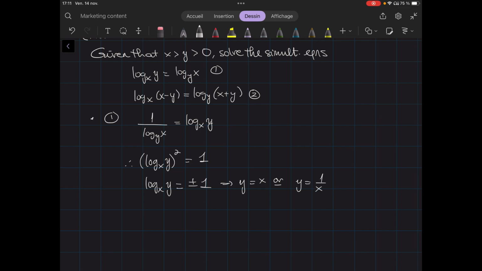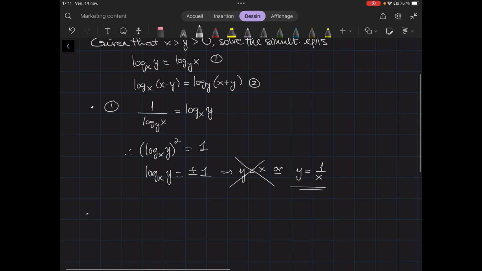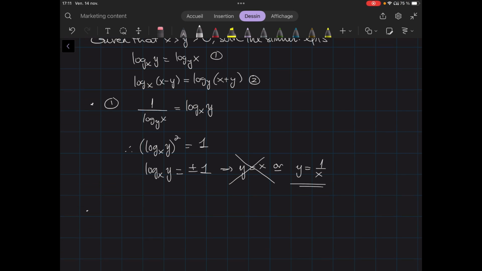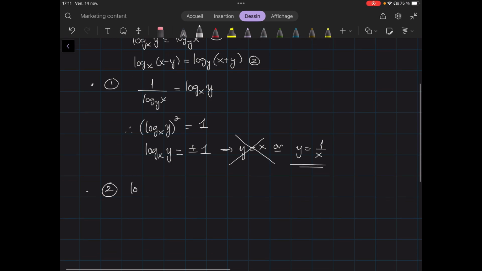You are, however, given that x is greater than y. Because of that, x cannot be equal to y, so y has to be equal to 1 over x. We can then use this information to solve the simultaneous equations by plugging it into equation 2. Wherever you see y, you replace it with 1 over x.